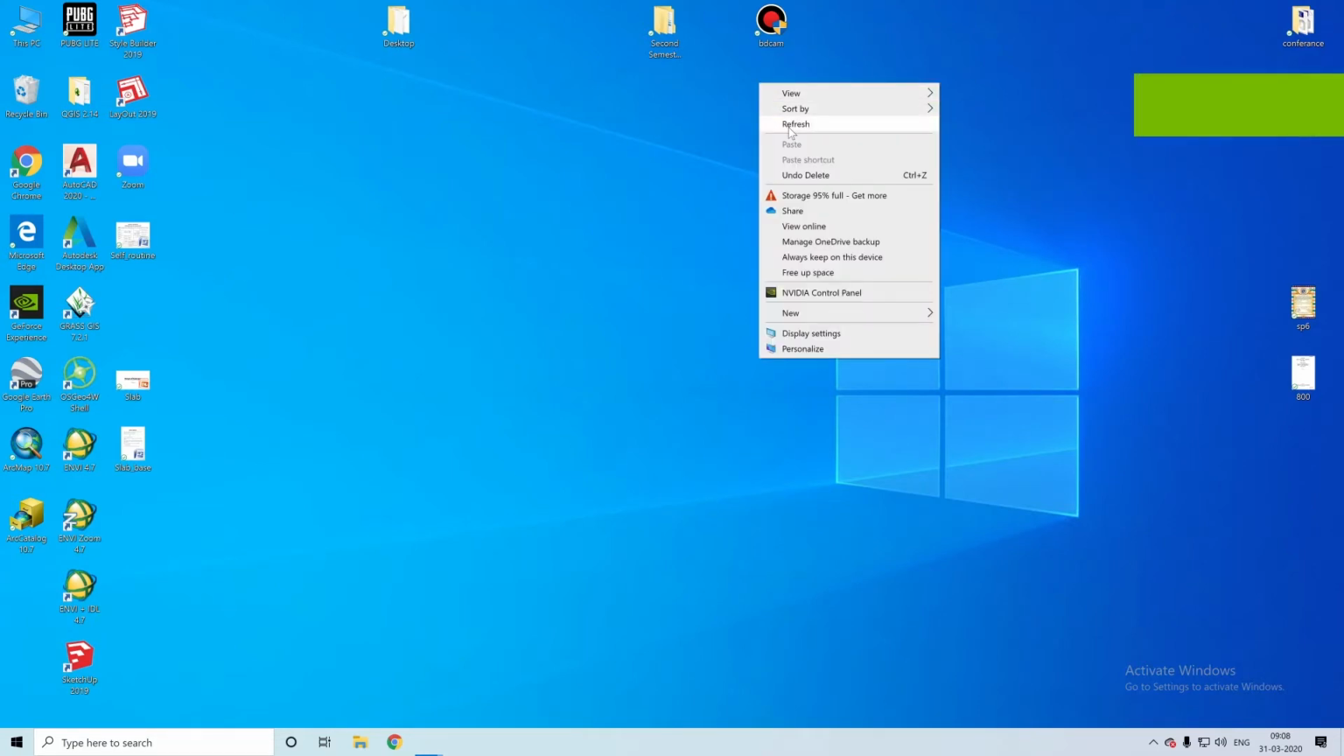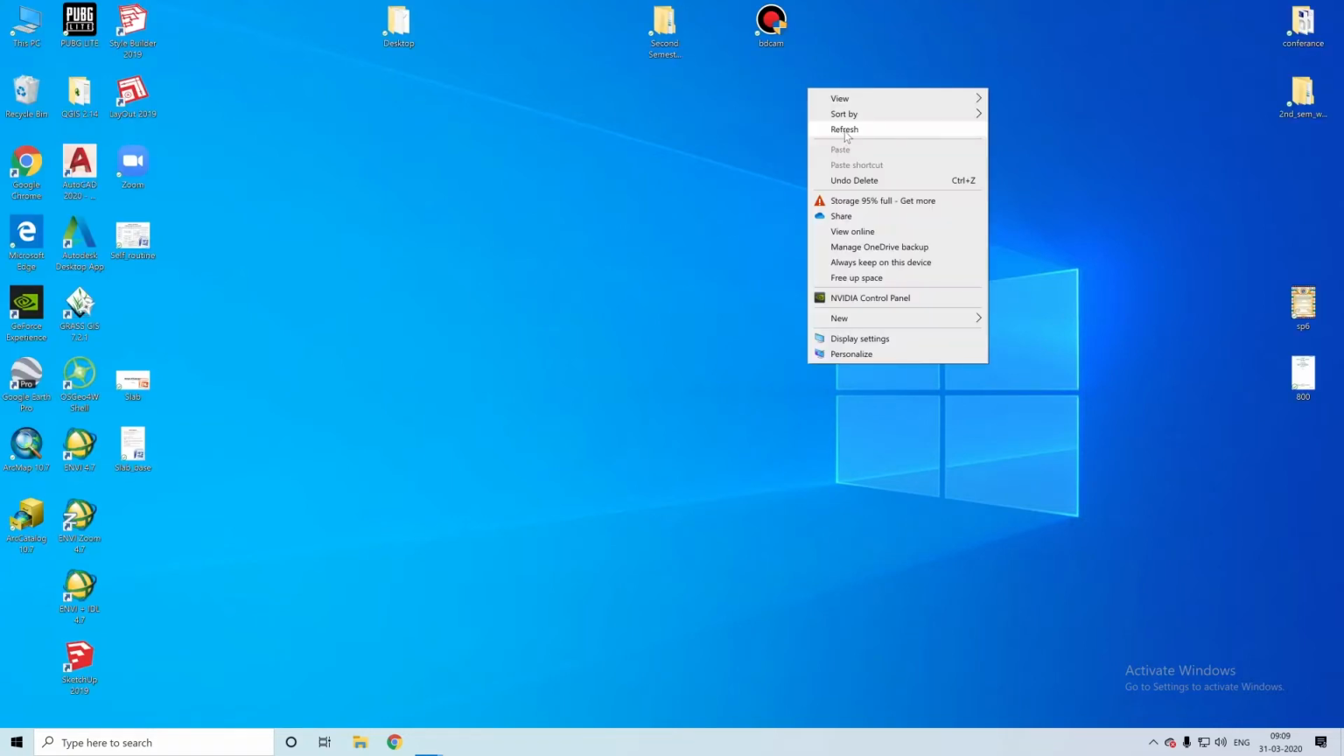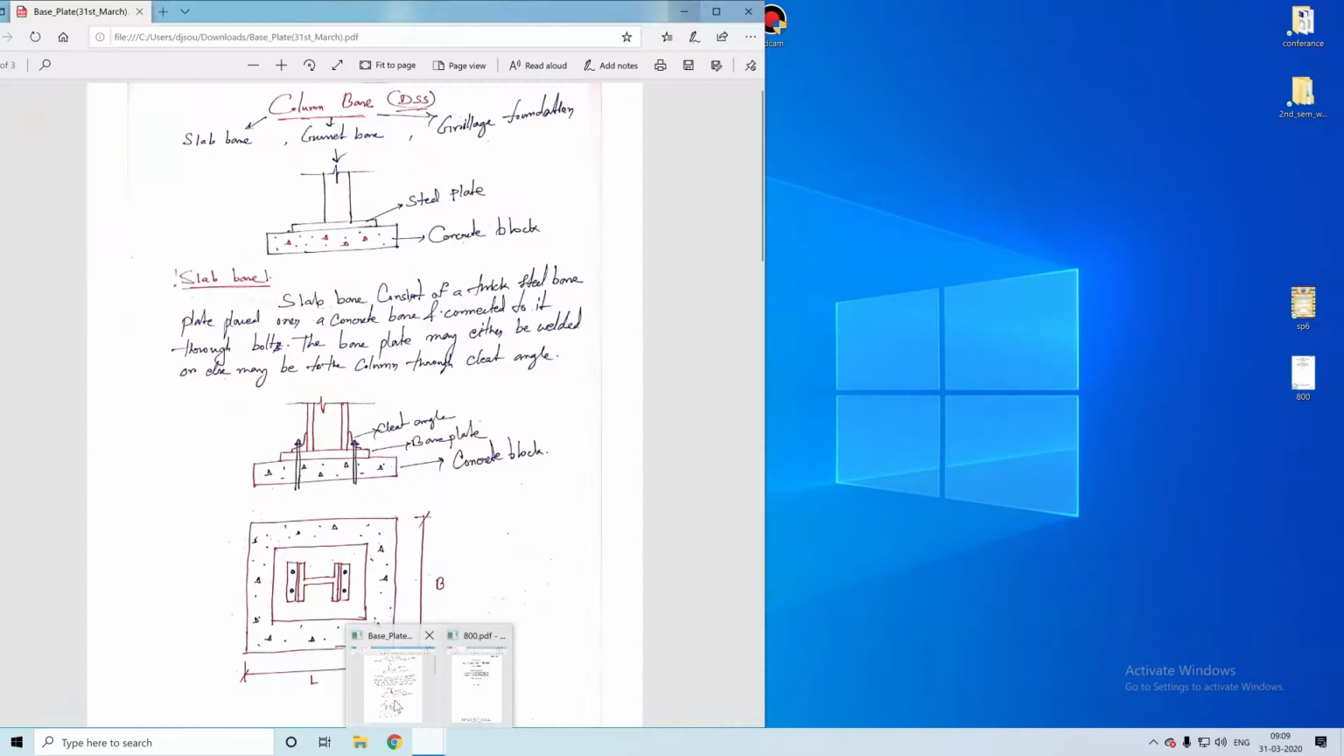So today we are going to start a new topic in design of steel structures. It is a very simple one, and our topic for today is slab base. Okay, let's jump in. So here is the slab base.